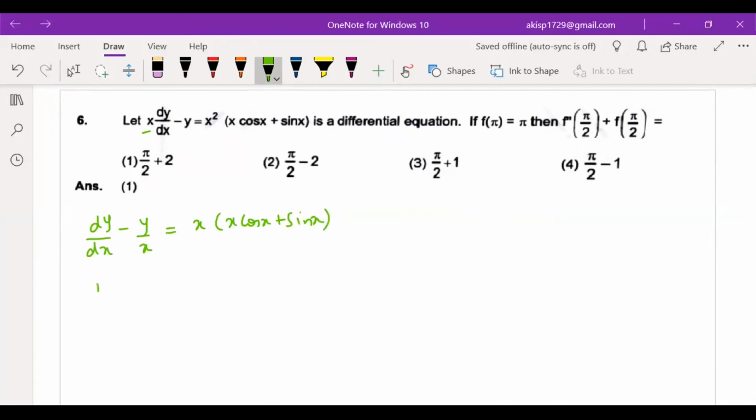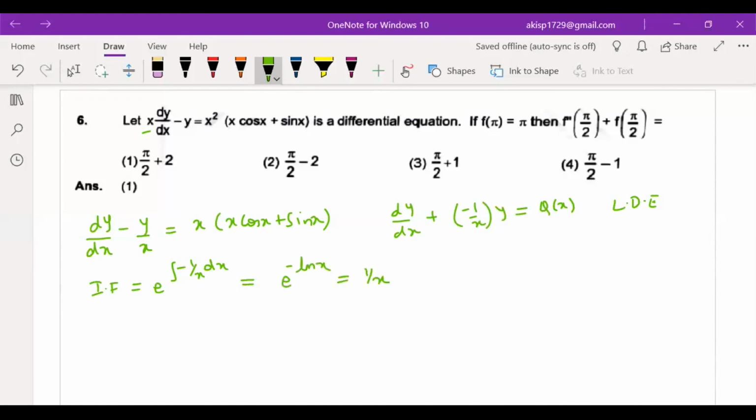Because this expression looks like dy by dx plus minus 1 by x times y is equal to some function of x, some q of x. So this is like a linear differential equation. So we know that the integrating factor for this linear differential equation is e to the power integral of p of x dx, that is minus 1 by x dx. So what is this integrating factor? So it is e to the power integral of minus ln x, which is just 1 by x. So we see that the integrating factor is 1 by x.